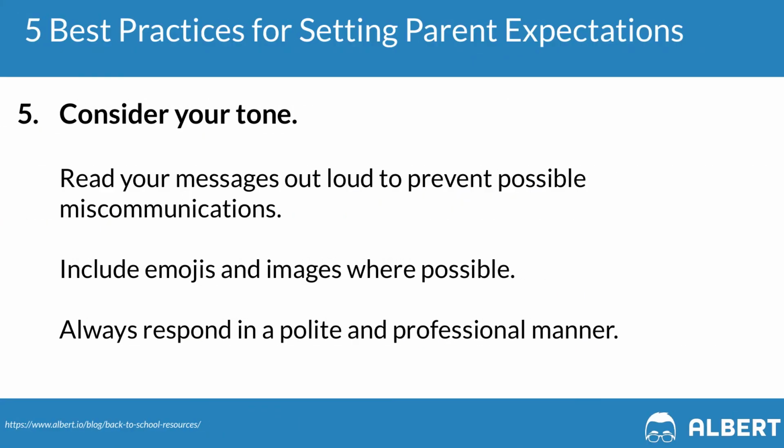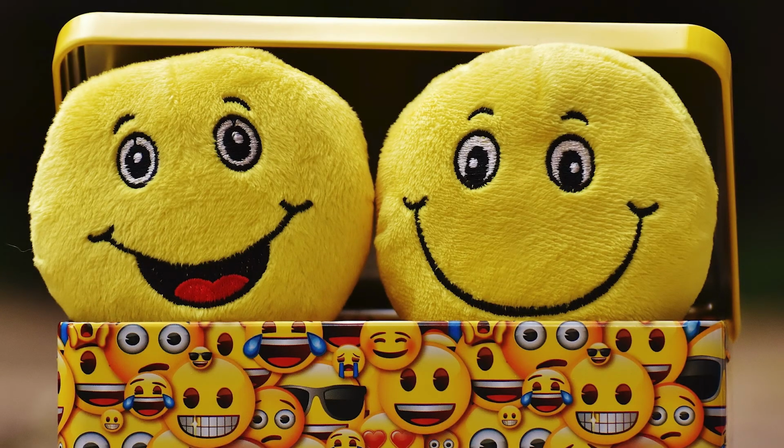The fifth best practice when it comes to setting parent expectations is to make sure that you're considering your tone. The reality is that when we are communicating mostly through writing, it's really difficult to sometimes understand the facial expressions that we're trying to emote with the message, or just in general the message we're trying to communicate.